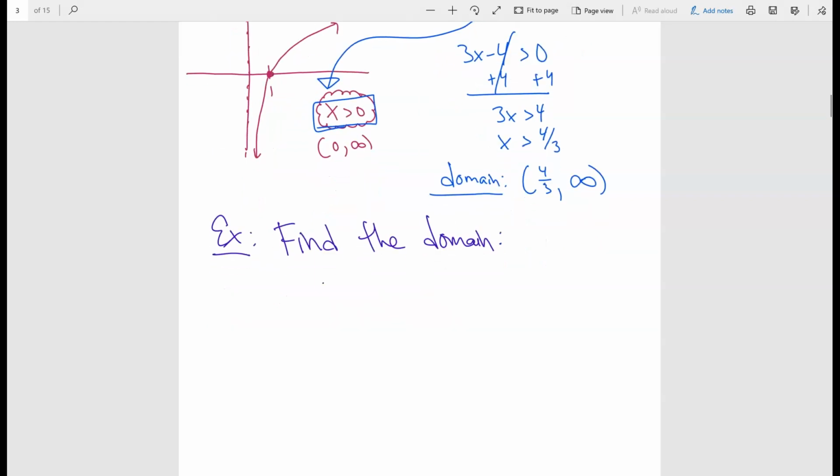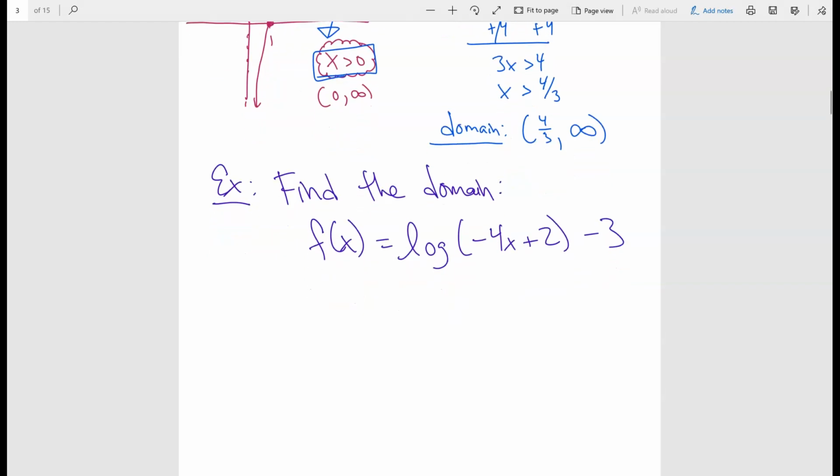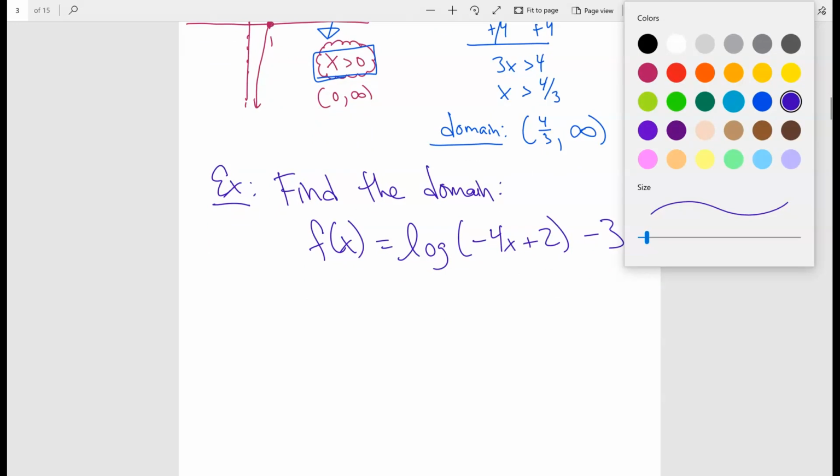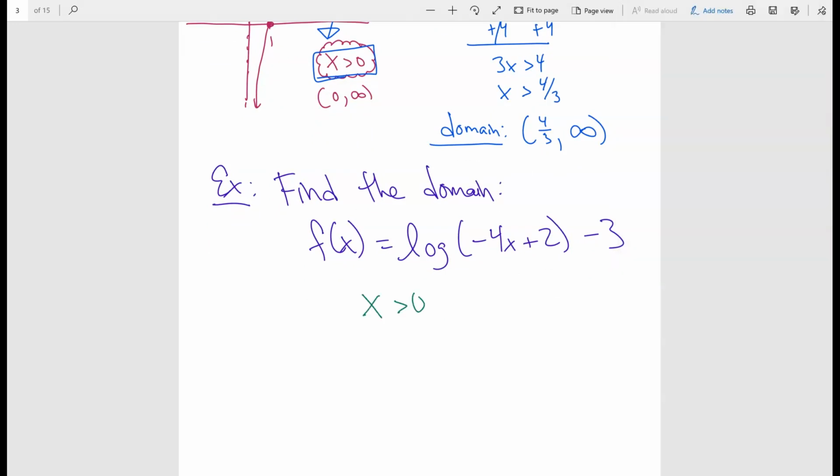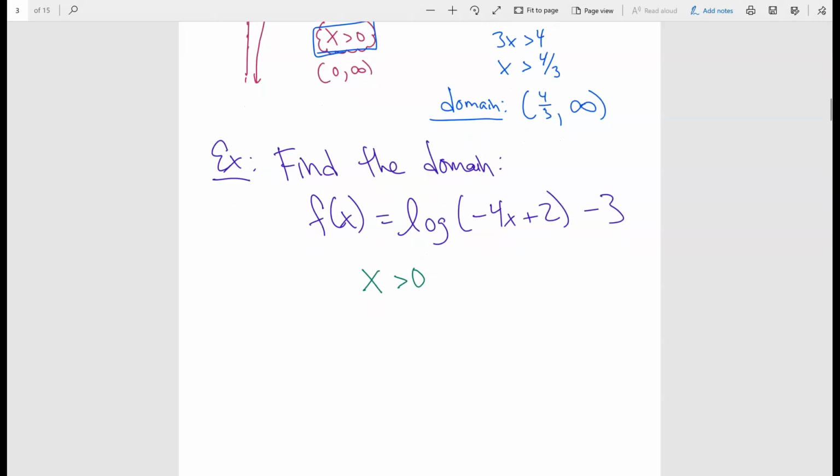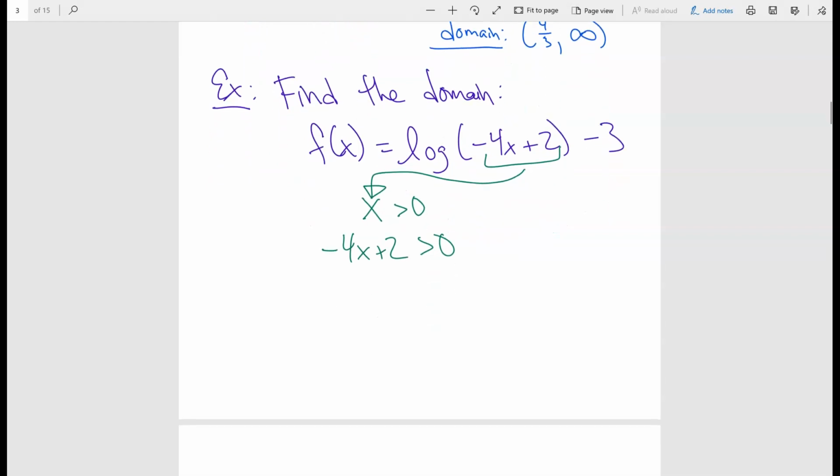So what about if you had something that looked like this? f of x is equal to the log of negative 4x plus 2 minus 3. So first we know that the general domain of a log function is x is greater than 0. Okay? This is base 10, doesn't really matter. All the logs are basically the same. You're going to take this guy, put it in there. Negative 4x plus 2 is going to be greater than 0. So I'm going to subtract 2 from both sides. So you're going to get negative 4x is greater than negative 2.